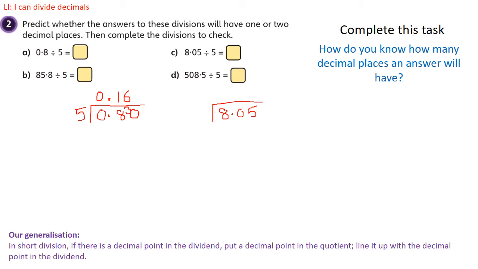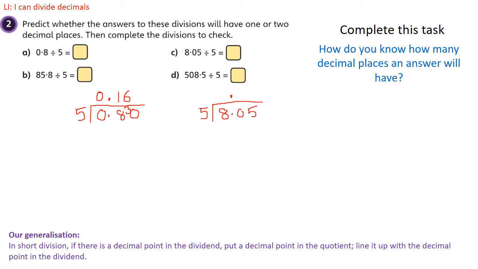What's our divisor? Our divisor again is going to be 5. And then our generalisation, remember, says if there's a decimal point in the dividend, I put a decimal point in the quotient and I line it up. Remember, the quotient is the answer. Okay, let's see if we can do this one.